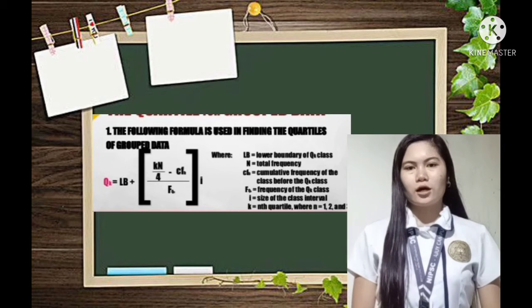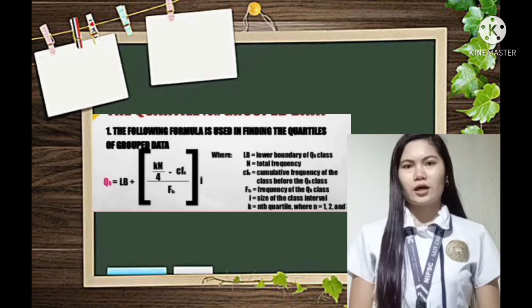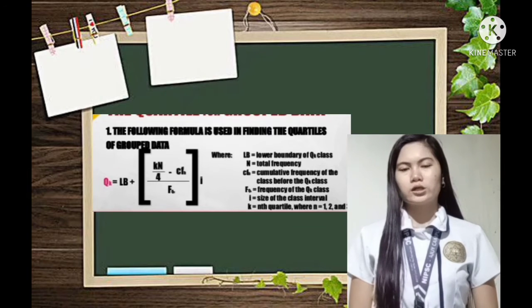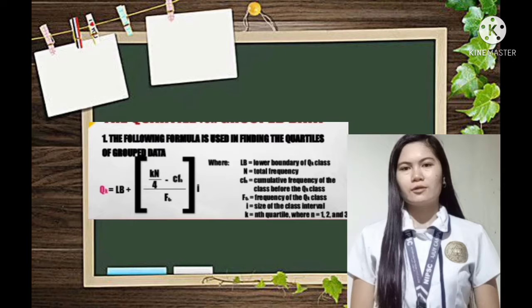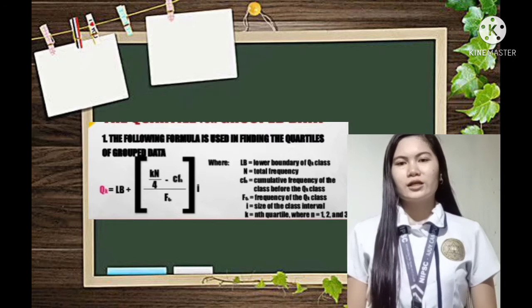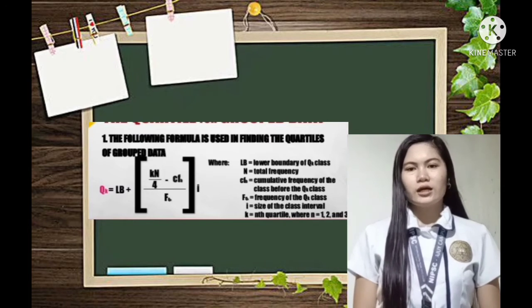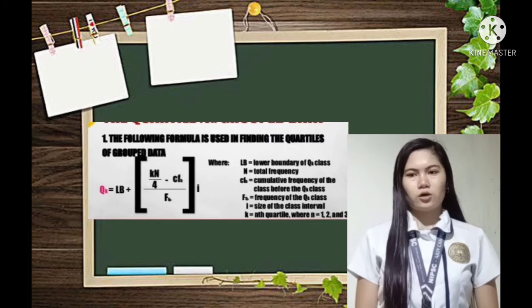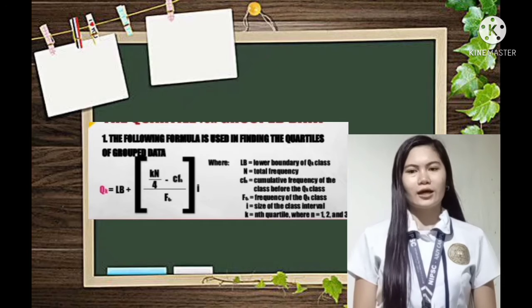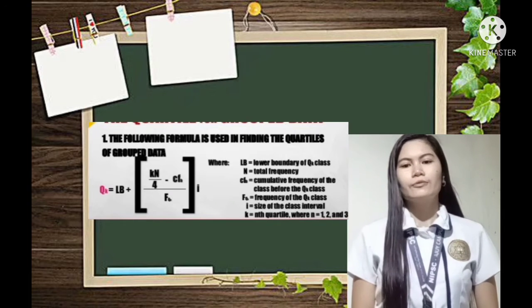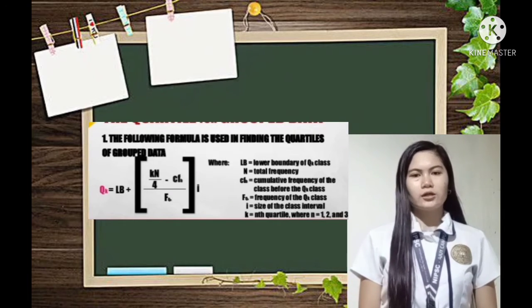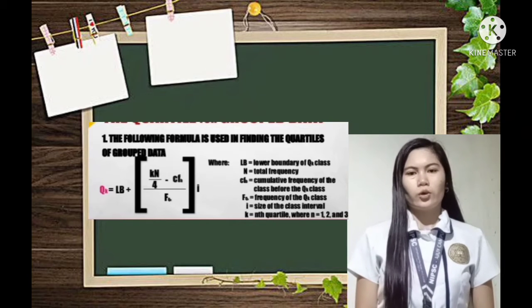Qk equals LB plus parentheses k times N over 4, because we are solving quartiles, minus CF all over f of Qk, parentheses, times i, where LB stands for the lower boundary of the Qk class, N is the total frequency, CF is the cumulative frequency of the class before the Qk class, f is the frequency of the Qk class, i is the size of the class interval, and k is the nth quartile where n equals 1, 2, and 3.